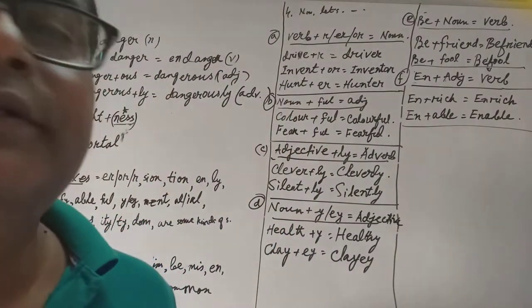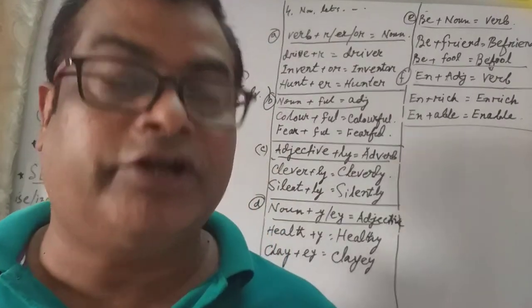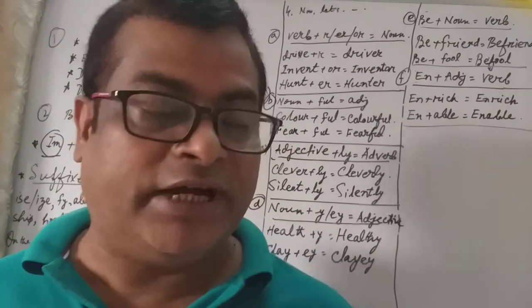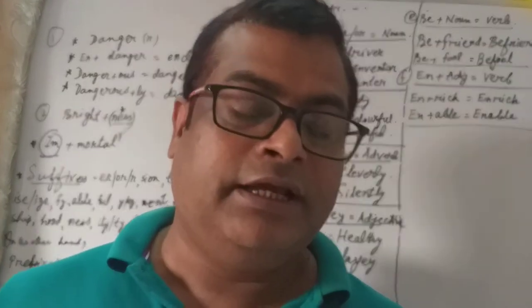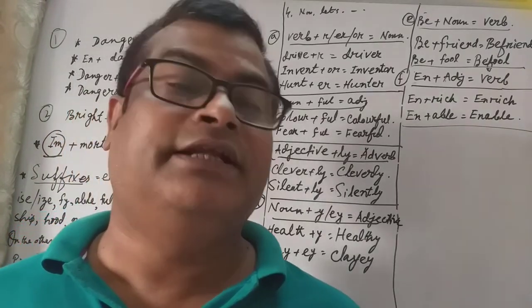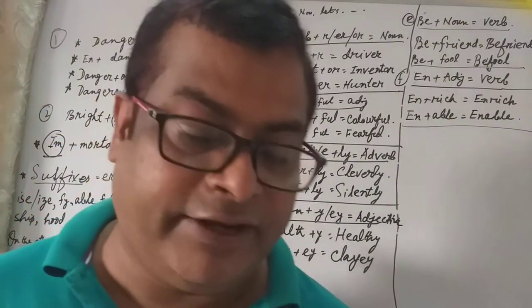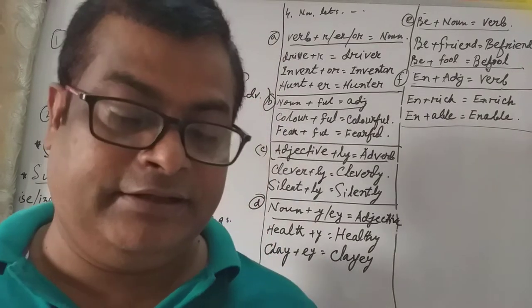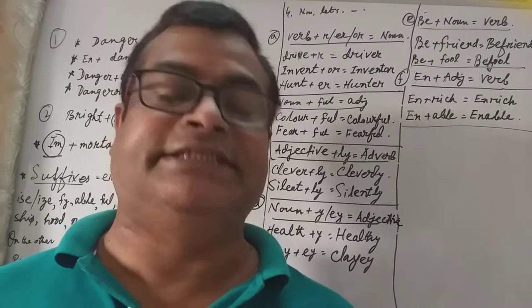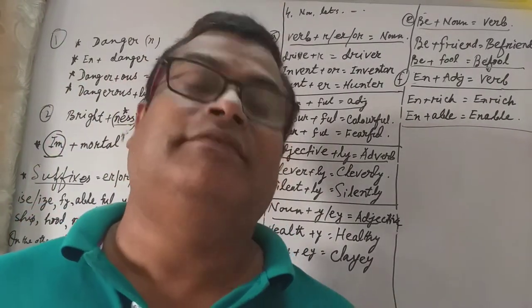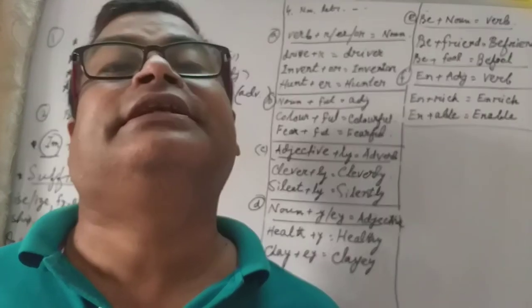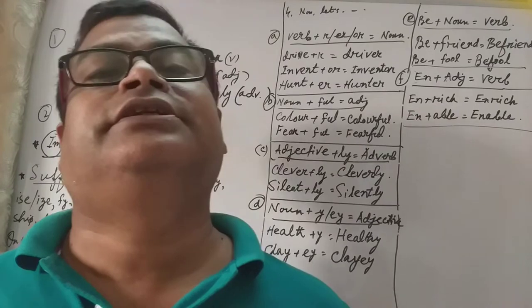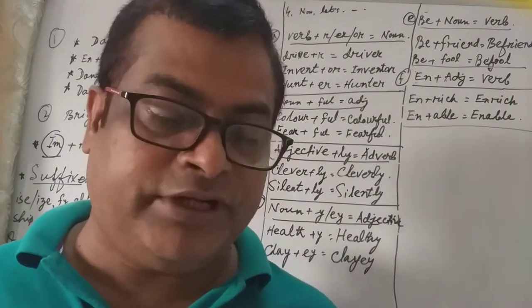You know, parts of speech are of 8 kinds. Among them, 4 kinds of parts of speech are called root words, and the other 4 are subsidiary words. And the root words are noun, adjective, verb and adverb. The root words can be changed into one form to another, but the subsidiary words cannot be changed. Our today's lesson is with the root words. That is, the root words are also called derivatives, and derivatives is also called affix. So I will teach you about affix today.